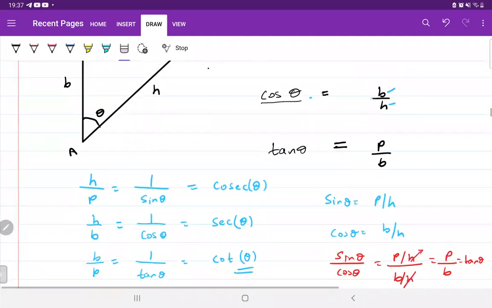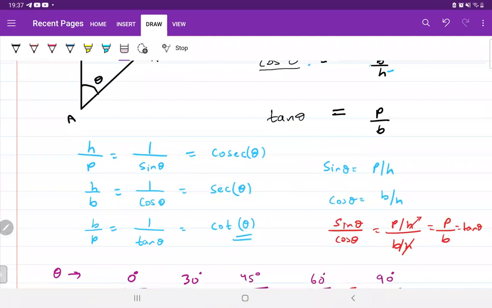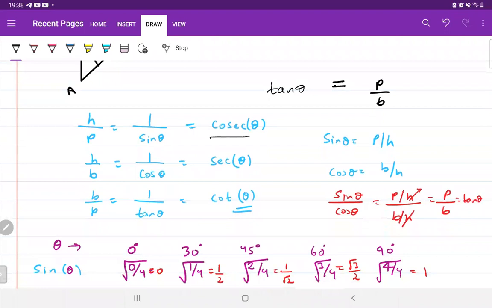For example, reciprocal means ulta. So the reciprocal of sine is cosec. Reciprocal means instead of p by h, it becomes h by p. Similarly, the reciprocal of cos is sec, so instead of b by h it becomes h by b. And the reciprocal of tan is cot, so perpendicular by base becomes base by perpendicular.